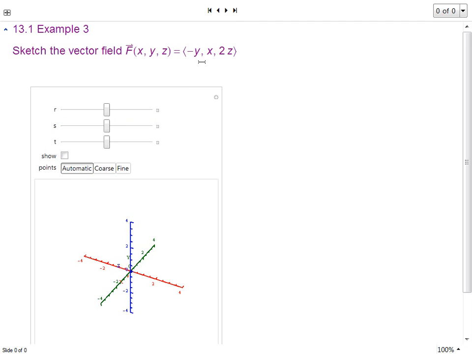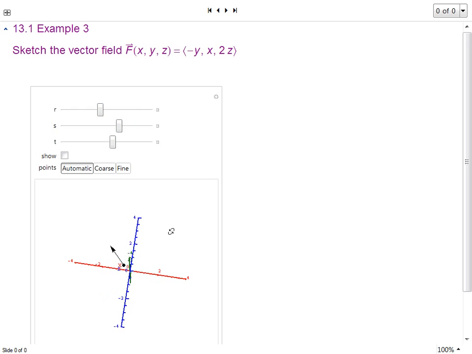So for every point, look what happens. If I plug in an x, y, z, the vector that comes out, the vector field that I've defined here, is negative y, x, and 2z. So I'm going to move around here, and you can see the vector in three-dimensional space. You see it? So at every point there is some vector.